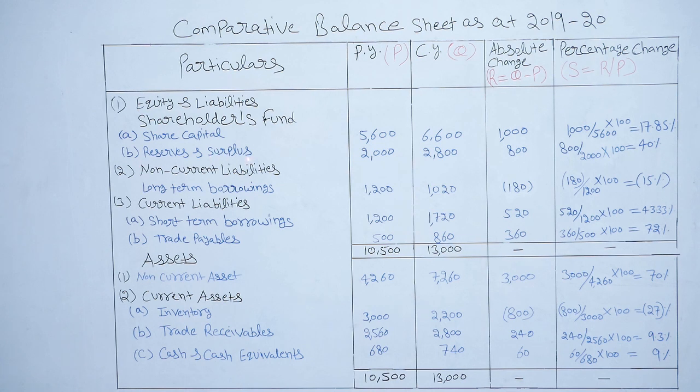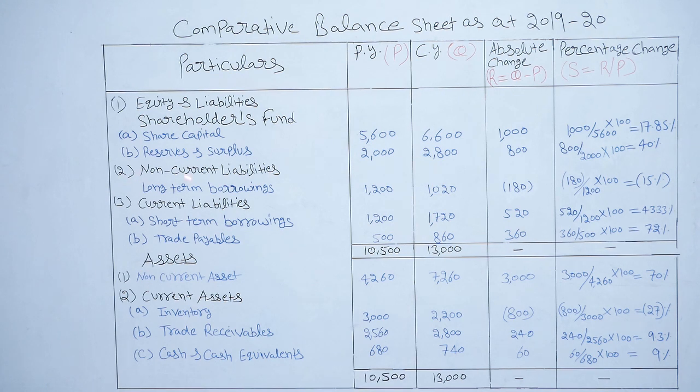Next is reserves and surplus. Previous year reserves and surplus is 2,000. Current year is 2,800. Now we have to calculate absolute change. Deduct 2,800 minus 2,000, then we get 800 as absolute change. What is the formula of calculating the percentage column? Absolute change divided by previous year into 100, then we get percentage change. So 800 is the absolute change, divided by previous year 2,000 into 100, then we get 40%. It means reserves and surplus has increased by 40%.